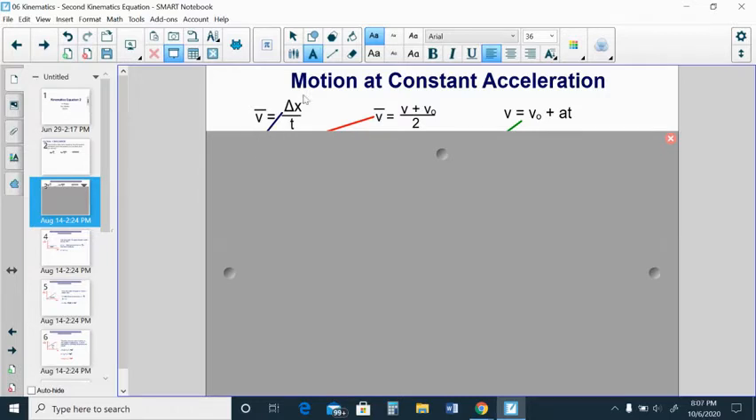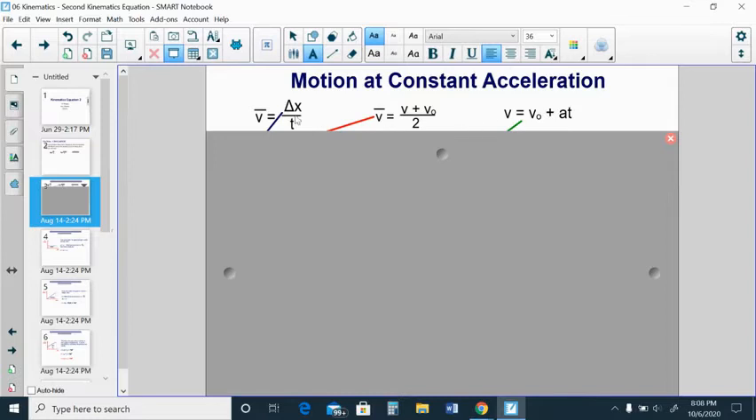So we have this first equation here. It's an average velocity equation. So we know that average velocity is equal to the change in displacement over a period of time. Now, another way to calculate average velocity is to take the final velocity, add it to the initial velocity, and divide it by 2. Since we have two velocities, you would divide it by 2. That could also give you an average velocity. And then over here we have our first kinematics equation. So that is our final velocity is equal to the initial velocity plus acceleration times time.